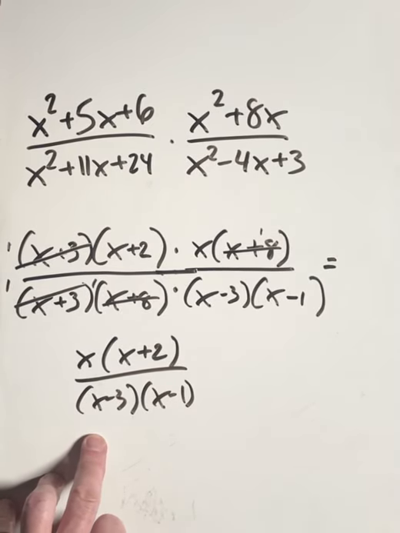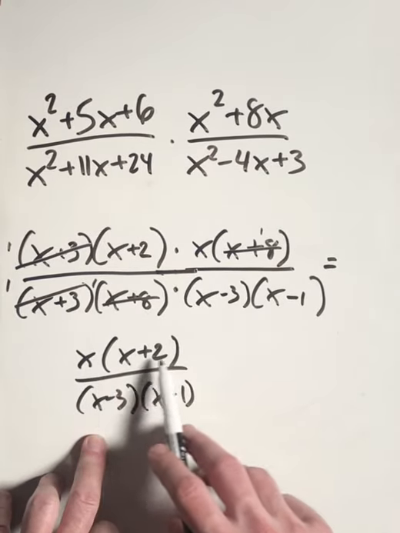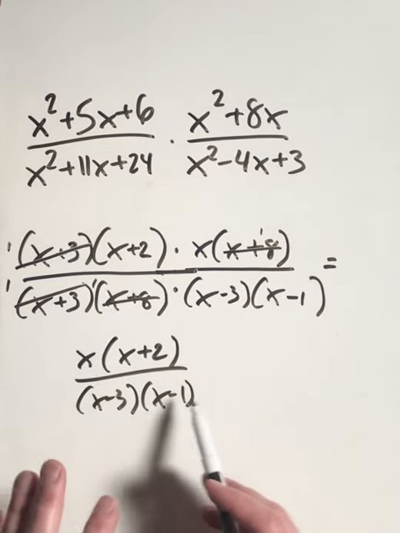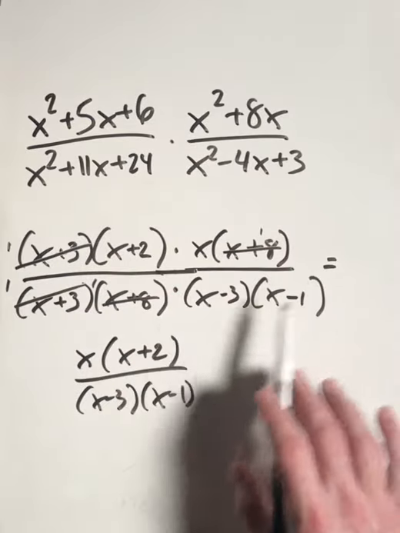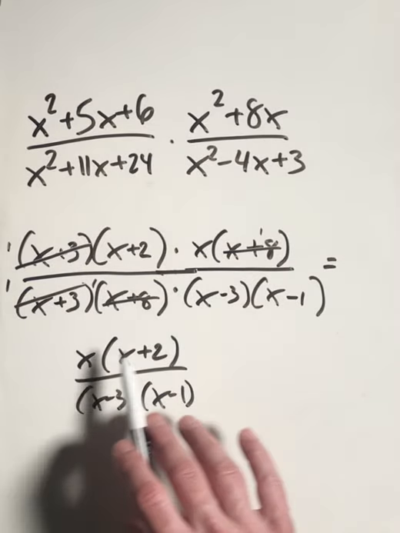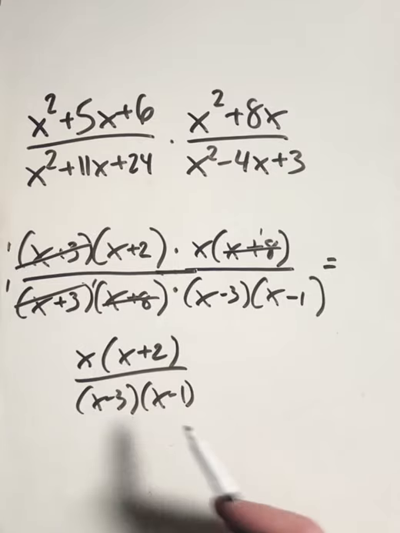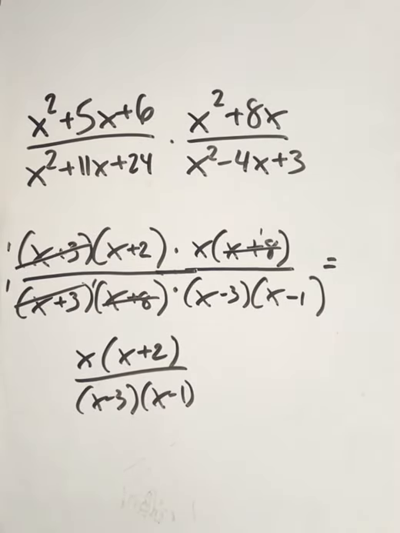A lot of students, when they get here, will be unsure as to what they need to do. Do they need to multiply this back out by distributing and foiling? You do not. Once you factor all these out, you expose all the common factors. If you don't have any that can cancel, you can just leave them as is. You do not need to re-express them.